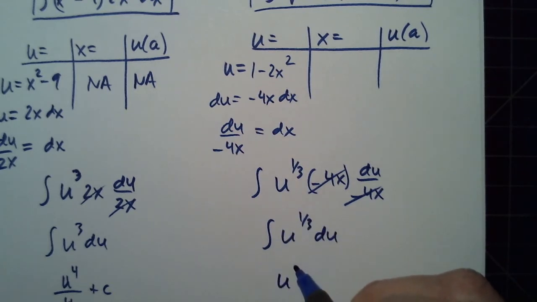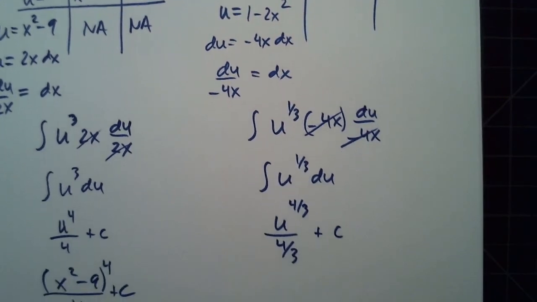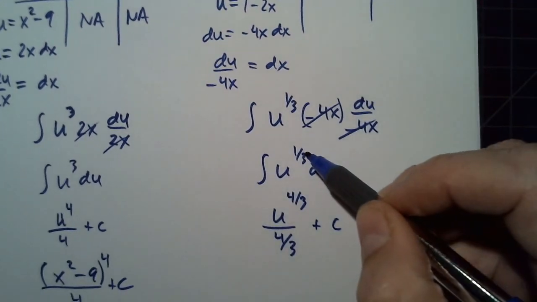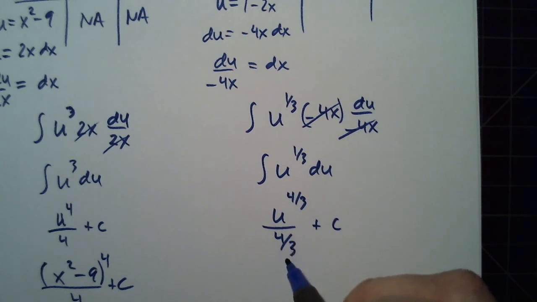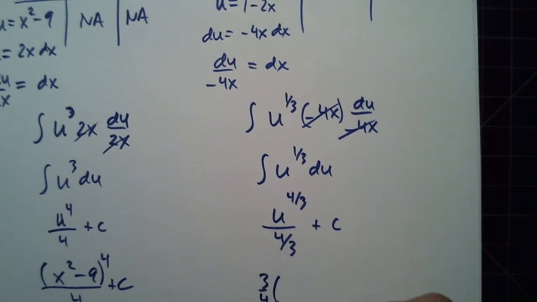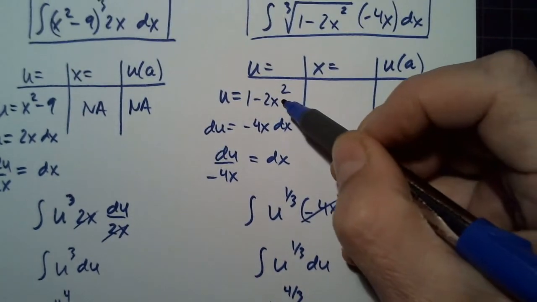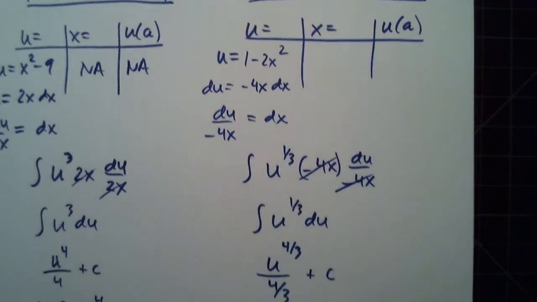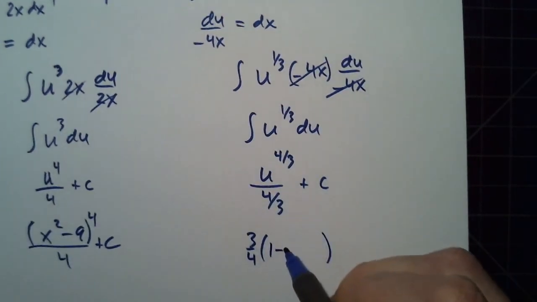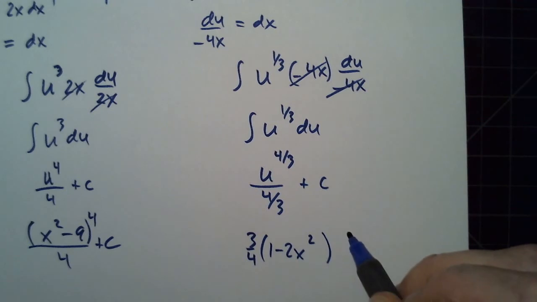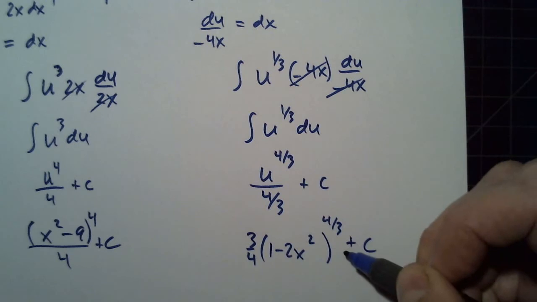So that'll be u to the 4/3 over 4/3 plus c. And that's from adding 1 to the 1/3. Dividing by a fraction is multiplying by its reciprocal. So now we have u is 1 minus 2x squared. So now we put in 1 minus 2x squared to the 4/3 power.